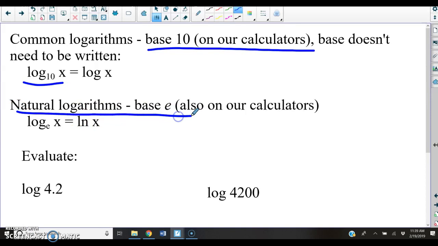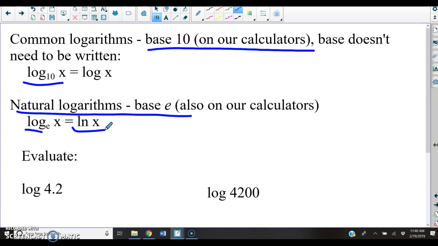Natural logarithms are base e. That's why we needed to go through lesson 7.3. e is a natural number. It's a naturally occurring number. And when you see ln(x), that's the logarithm with natural base, or natural logarithm. You do not have to write the e.